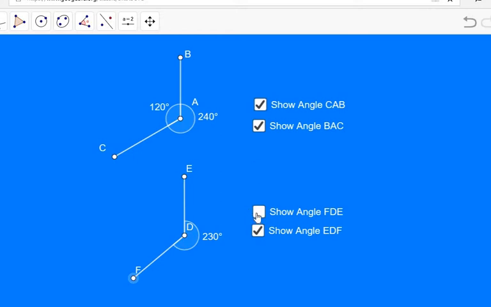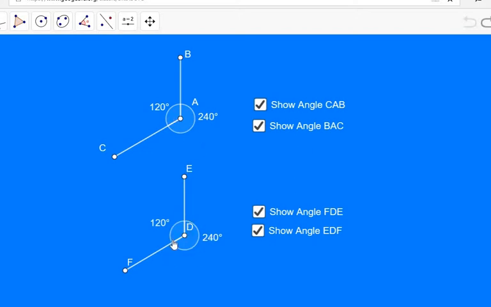So the missing angle is 130 degrees because we know that 230 plus the missing angle must add up to 360. So our missing angle is 130. Let's go back to the beginning. Okay, we're back to the beginning.